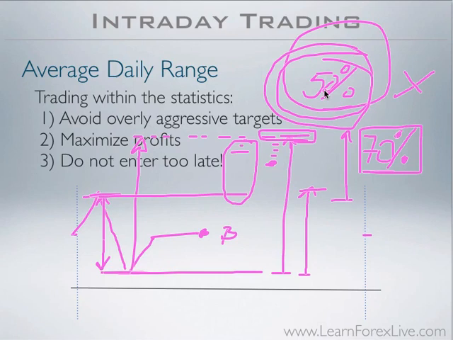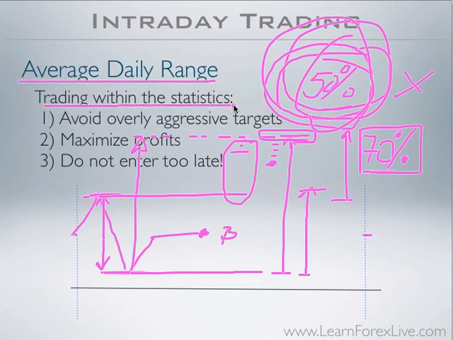That's my rule of thumb, again, 50%. If by the time I get my entry the current daily range is beyond that 50%, I simply walk away. You need to control your discipline and know when the statistics are just not on your side. Please remember, average daily range is all about trading within statistics.